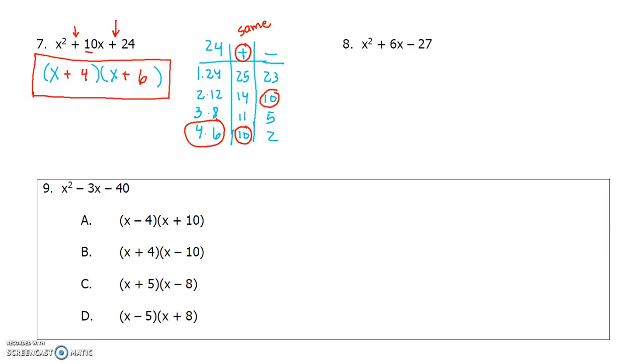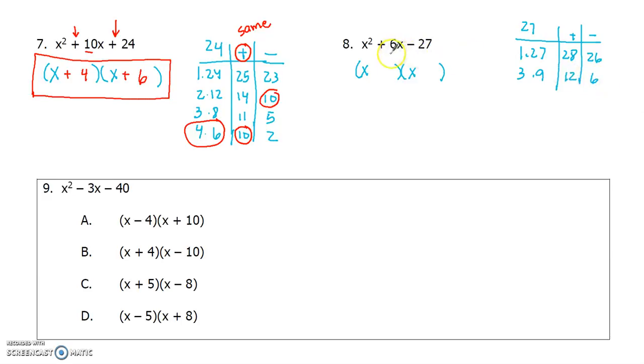Okay, number 8, same thing. I don't have a greatest common factor. I cannot do grouping. I have a trinomial with no lead coefficients. So I will put my parentheses, and x squared is x times x. And then we will factor 27. So we have 1 times 27 and 3 times 9. I think that's all. So we're going to add and then subtract and add and subtract.